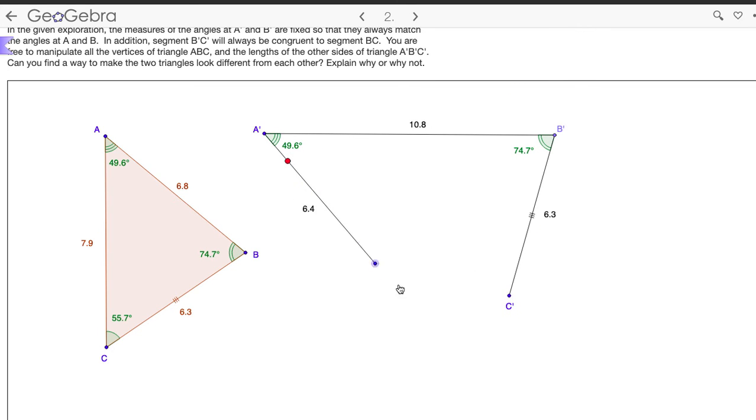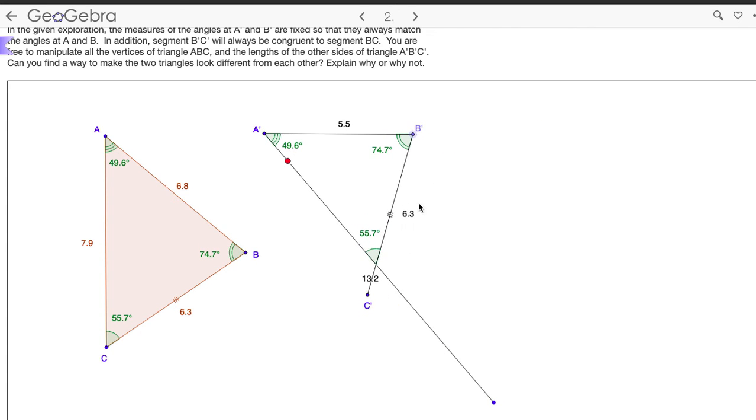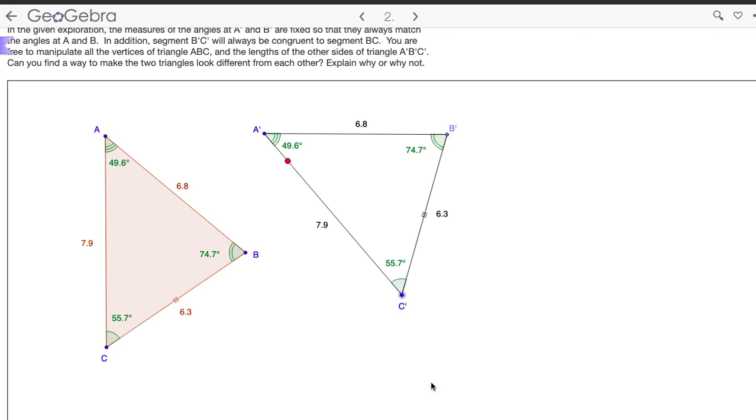What can I drag? Oh, I can make this one longer. Can I make this one longer? No. Can I drag this one around? Oh, I can drag this one around. Okay. So make a triangle such that this point ends at the same point. So make sure that you have two triangles. And now move them around.